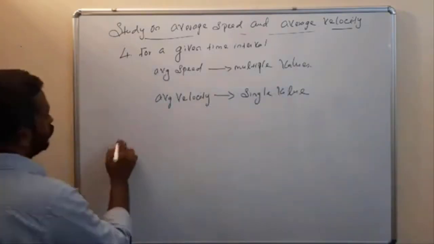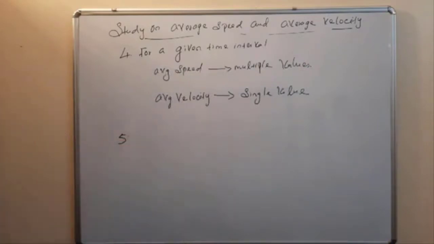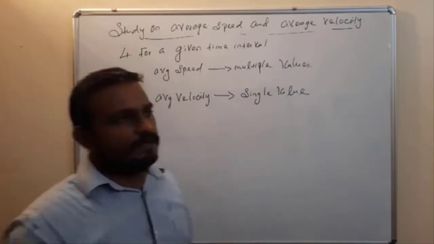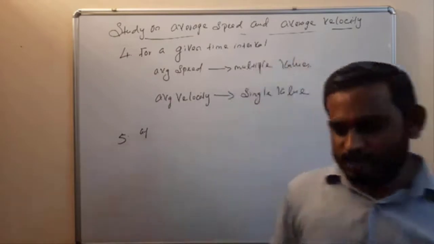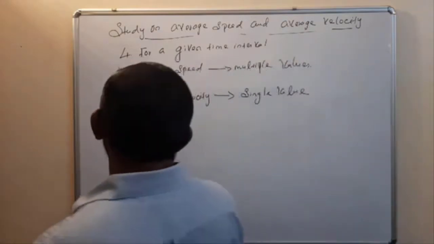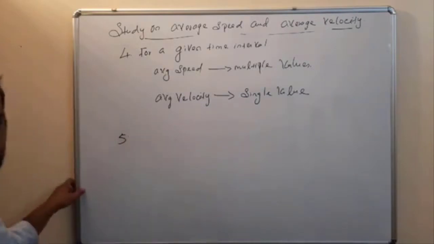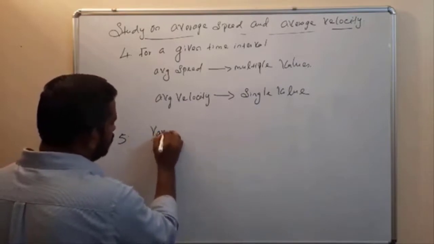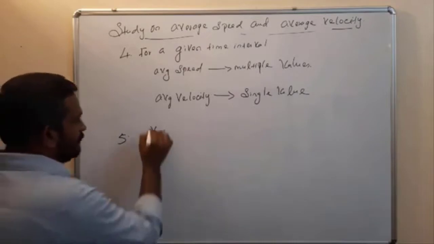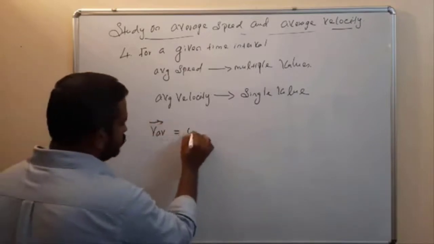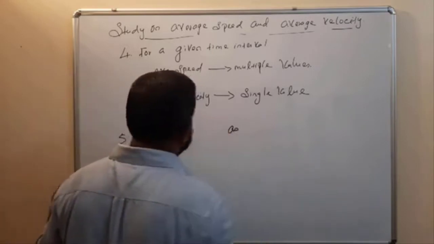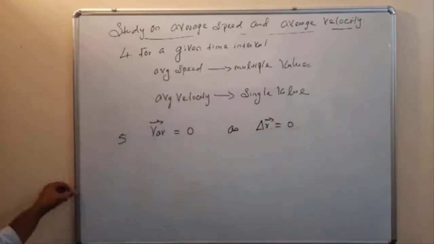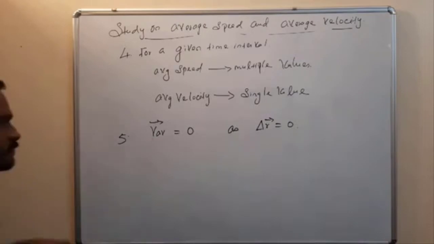Okay. Then fifth point. After journey, after traveling, if the body comes back to the original position, then V average, that is average velocity, is equal to 0, because delta R vector is equal to 0. Okay, since the displacement is 0, velocity is equal to 0.